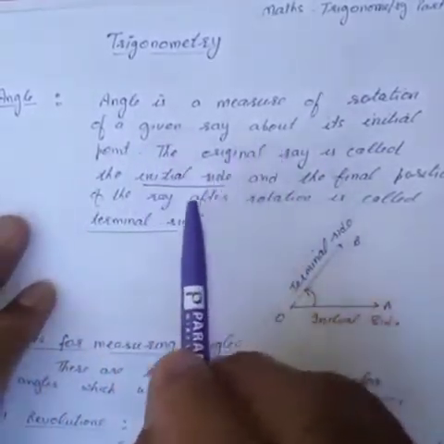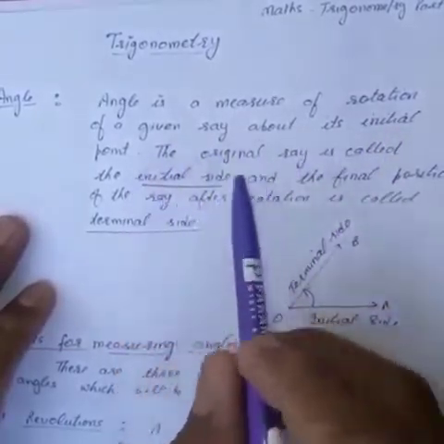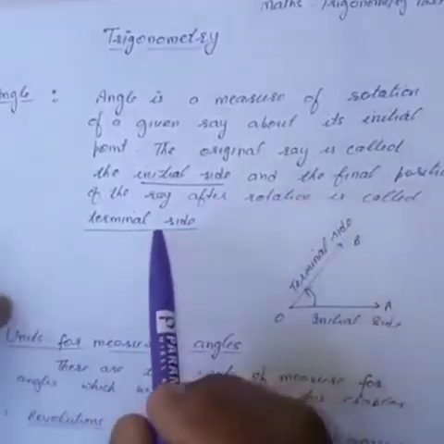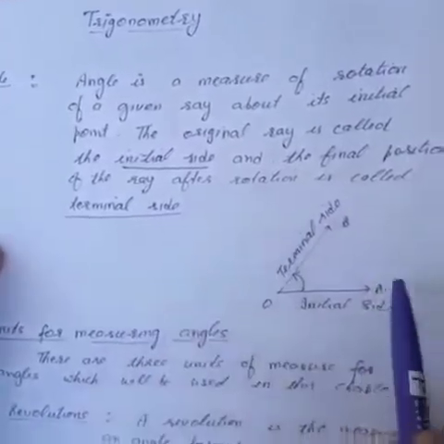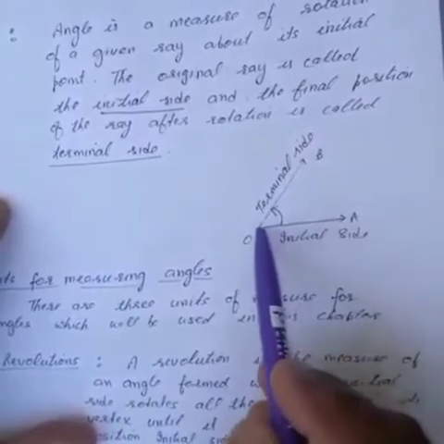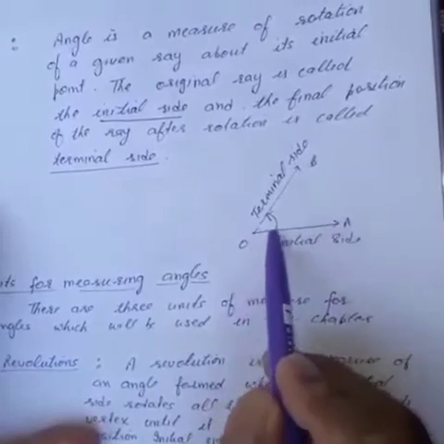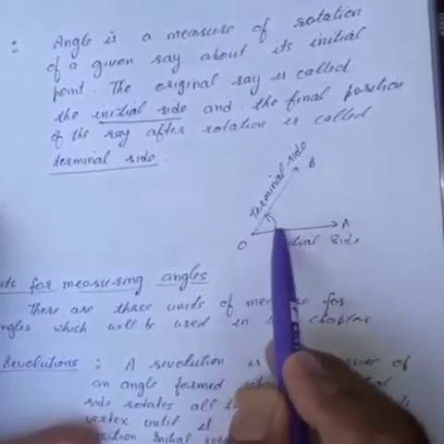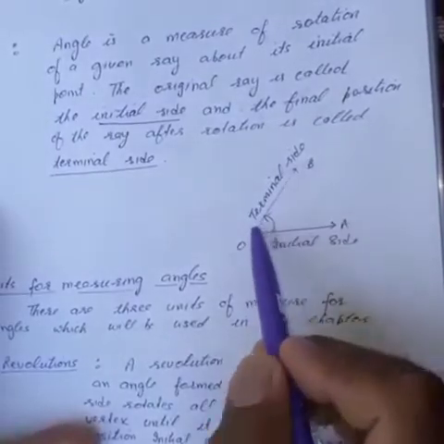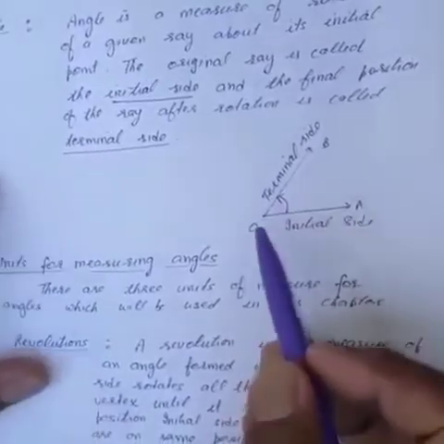Angle is a measure of rotation of a given ray about its initial point. The original ray is called the initial side and the final position of the ray after rotation is called the terminal side. This is the initial side. This initial side is rotating about a fixed initial point. This O is the initial point and it is rotating in this direction. So after rotation this OA is at position OB. So this AOB is an angle. Now you have done this in previous classes.